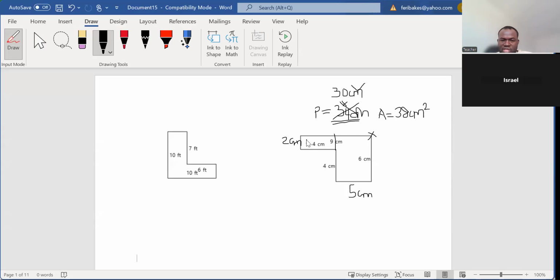So let me just give it, let's say, call this side G, right? So you said this is what? What's the area of this G? 8 centimeters squared. Good. So G equals 8 centimeters squared, okay?